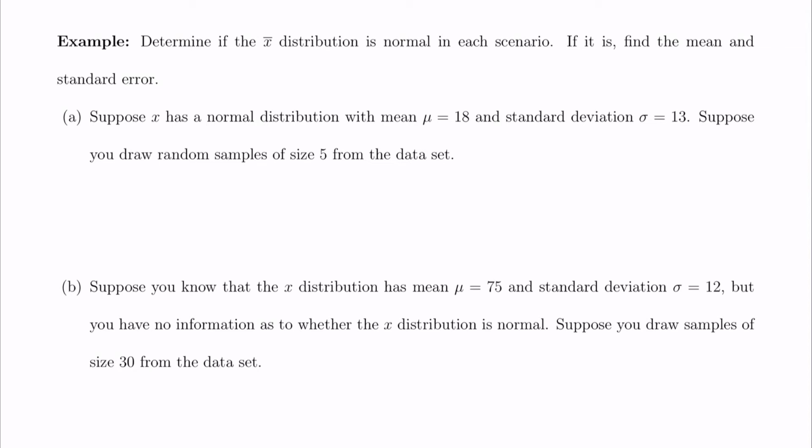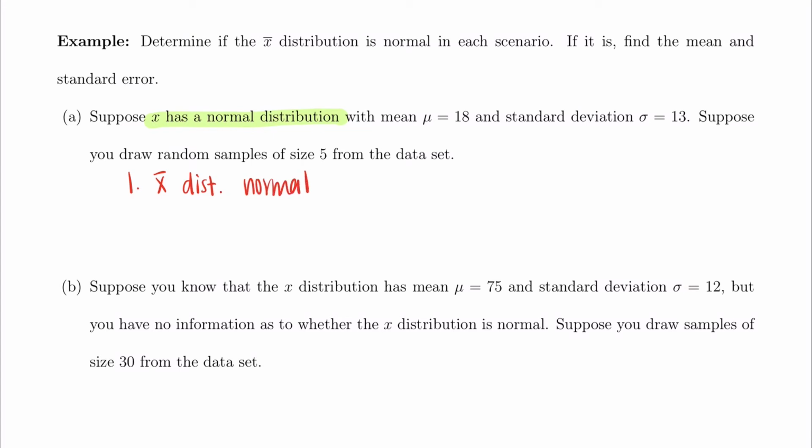The first thing we do is determine if the sampling distribution for x-bar is normal. There are two things that we can use to determine this. Either we're told that x has a normal distribution, or our sample size is greater than 30. Our sample size is not greater than 30, it's 5. So we need to rely on x being normal, and we have that x has a normal distribution. And so here, we can say that the x-bar distribution is normal.